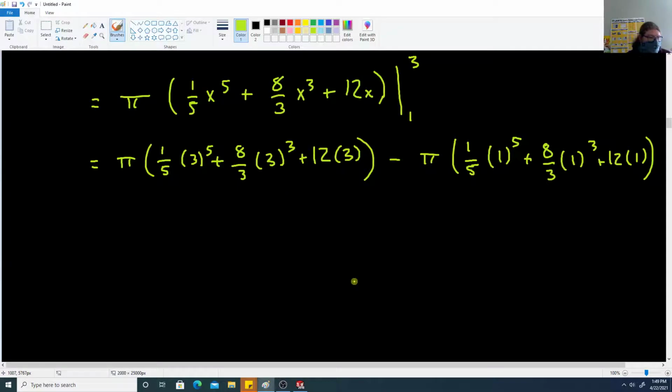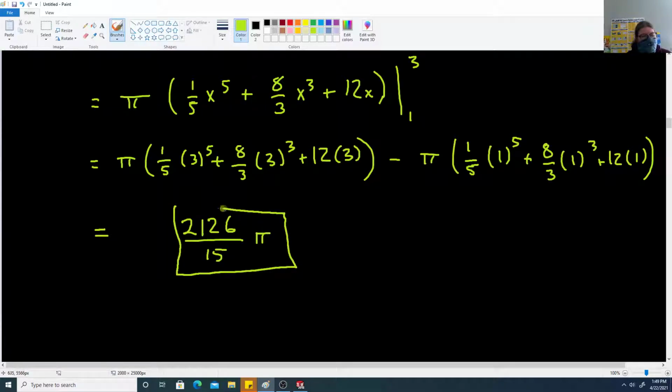Okay, and when we solve this all out, if we either put it in the calculator or do this out by hand, this eventually will all turn into 2126 over 15 times pi. So in the interest of time, we won't solve that out by hand, but you could do it by hand or by calculator. It will eventually turn into this.